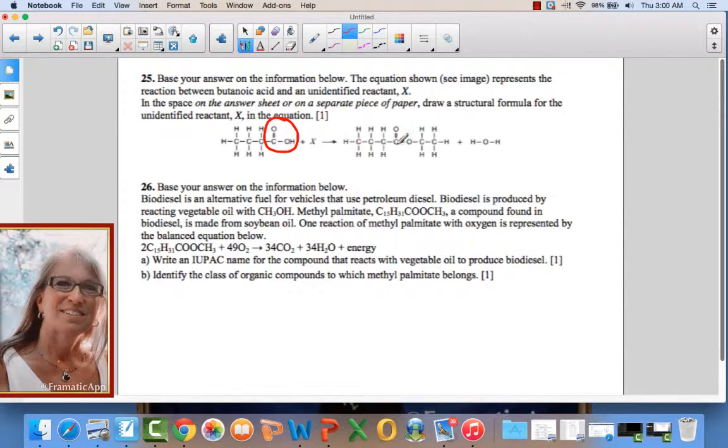So what do they want us to do? They want us to draw X again. So here's my COO. That's my ester. My dividing line is my O. 1, 2, 3, 4. This came from the acid. There's my 4 C's. Here's my 4 C's. So my alcohol is what's after it. So this is 2 C's. And it's an alcohol, so it has to have the OH ending. And then these are just H's. So this is ethanol.